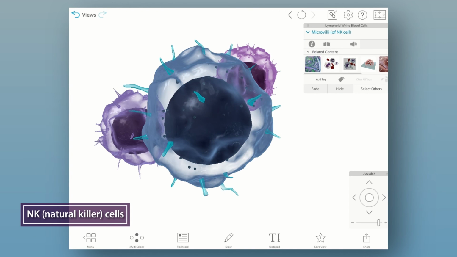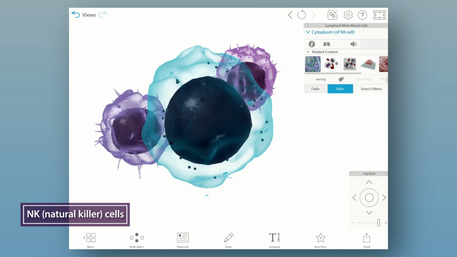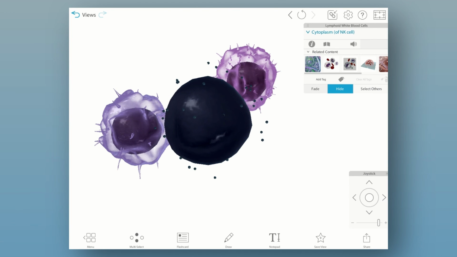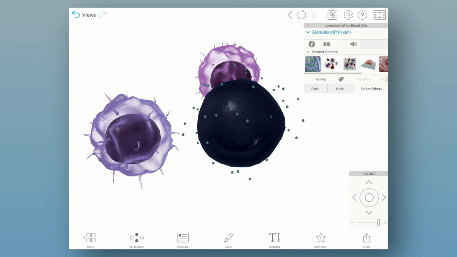Natural killer cells participate in both innate and adaptive immunity. They specialize in destroying tumors and body cells that have become infected with viruses.